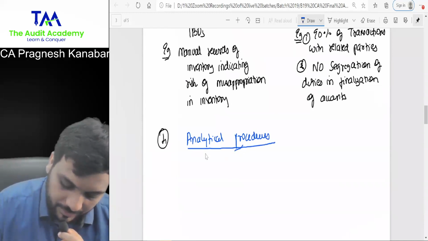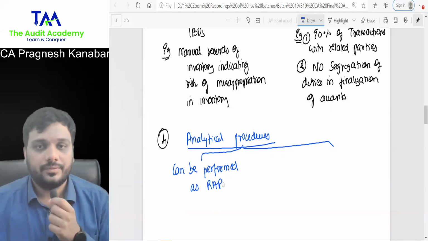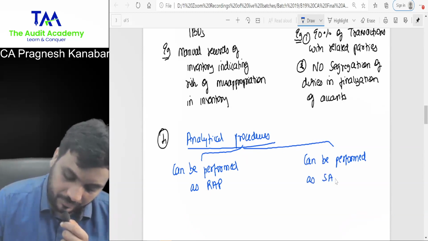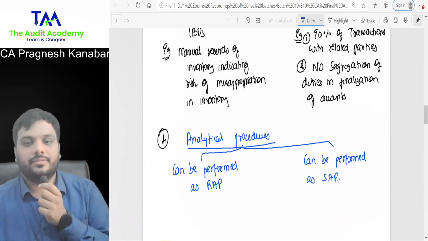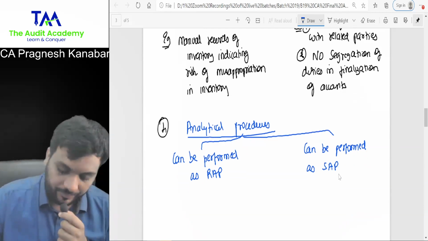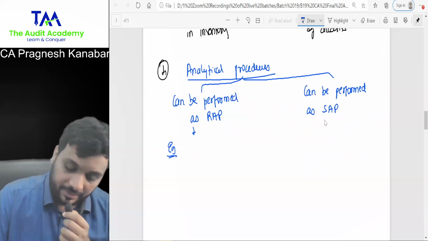Analytical procedures can be performed as risk assessment procedures, and analytical procedures can also be performed as substantive analytical procedures. Okay. Both of them can be explained with an example.